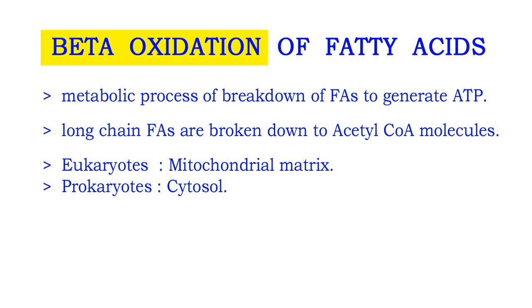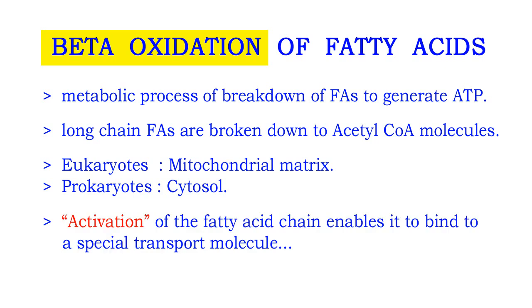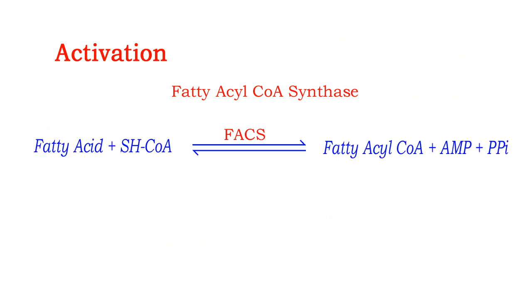But in order to be available in the cell cytosol or inside the mitochondrial matrix, the fatty acids must first be transported into the cell and then into the mitochondrial matrix. This transportation requires activation of the fatty acid chain, which enables it to bind to a special transport molecule called carnitine. Once inside the cytosol, the enzyme fatty acyl coenzyme A synthase, in short called FACS, adds a coenzyme A to the fatty acid chain, converting it to acyl coenzyme A.